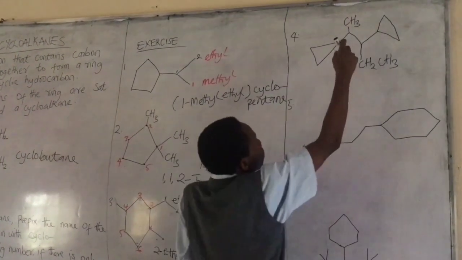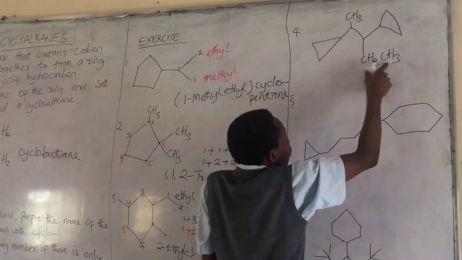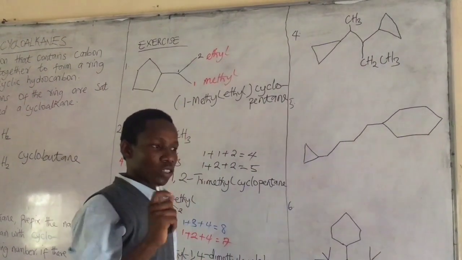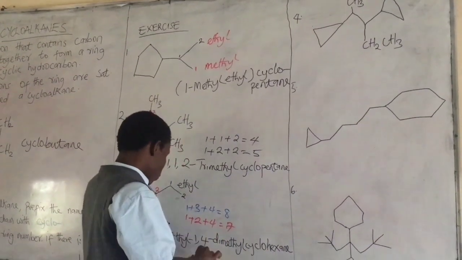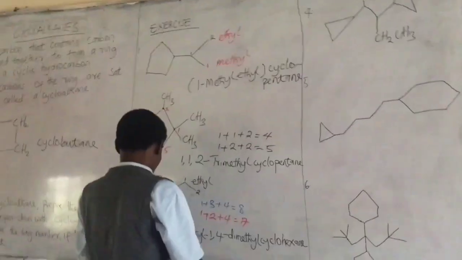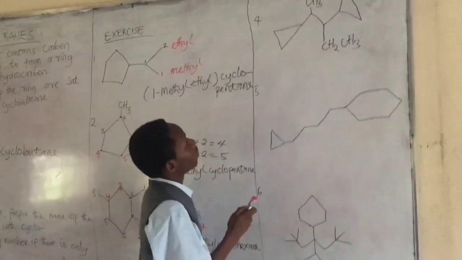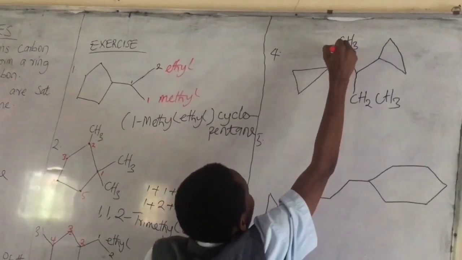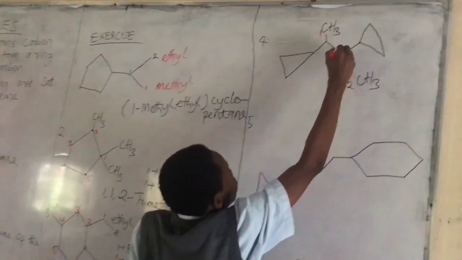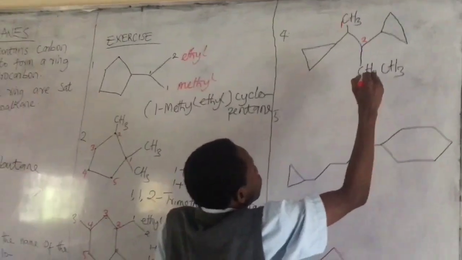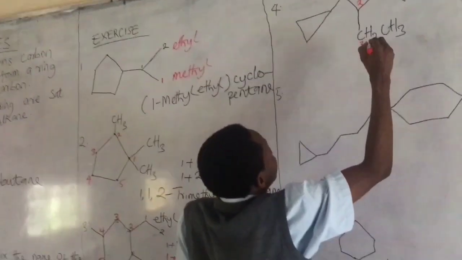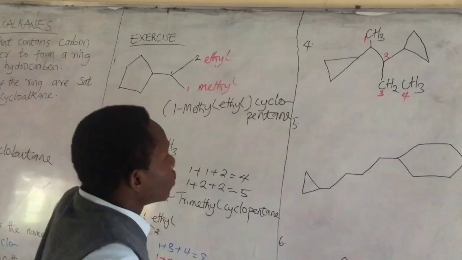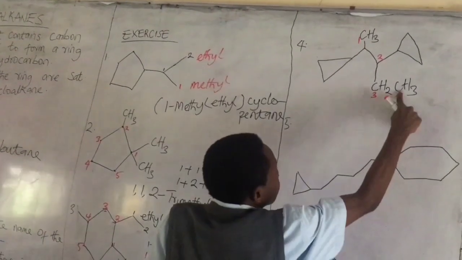Alright, we also have a methyl group here, and we have another group here. So let's look for the longest chain, so we don't get confused. We use our red. Let's look for the longest chain. We have, this is 1. Yes, this is 2. This is 3. This is 4. Are we getting it? Alright, let's count it again.